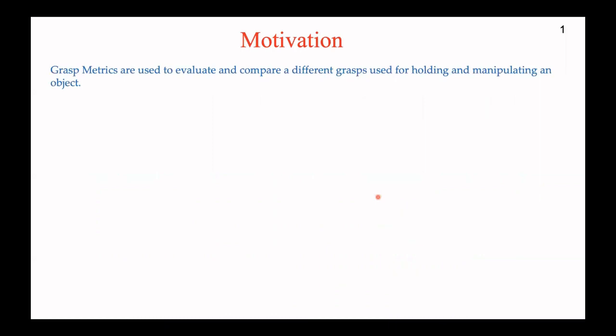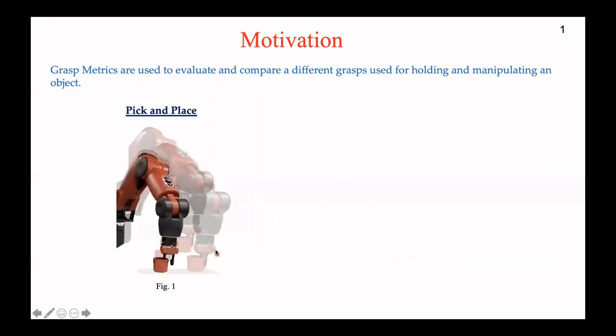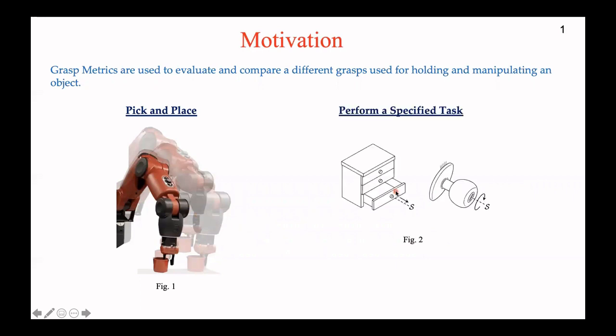Grasp quality measures or grasp metrics are a key component of many grasp planning algorithms. Generally, a multitude of grasps can be used to hold an object effectively. As shown in the figure on the left, a common purpose of holding an object is to pick and place the object at a certain pose. Another common purpose of holding an object is to perform a specified task. The figure on the right shows two such examples.